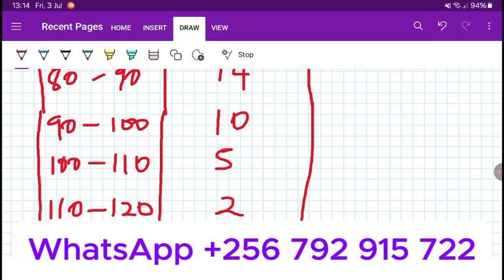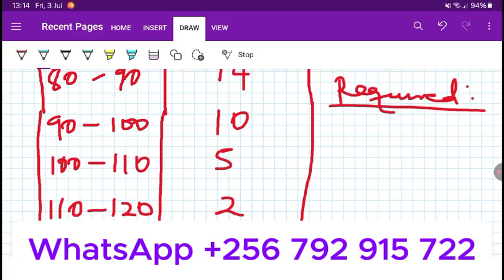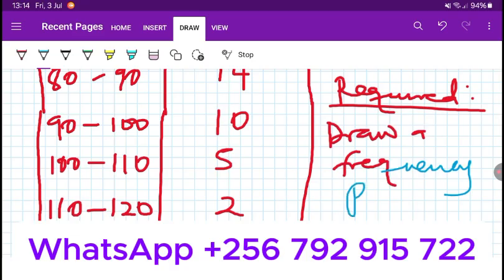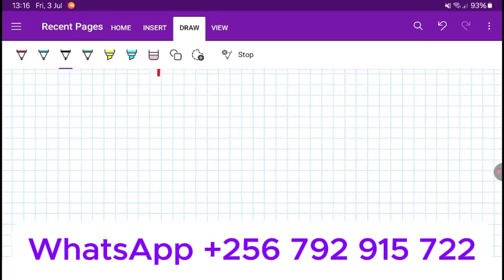Of course, the required is for us to draw a frequency polygon. Draw a frequency polygon. So of course we start with the steps.